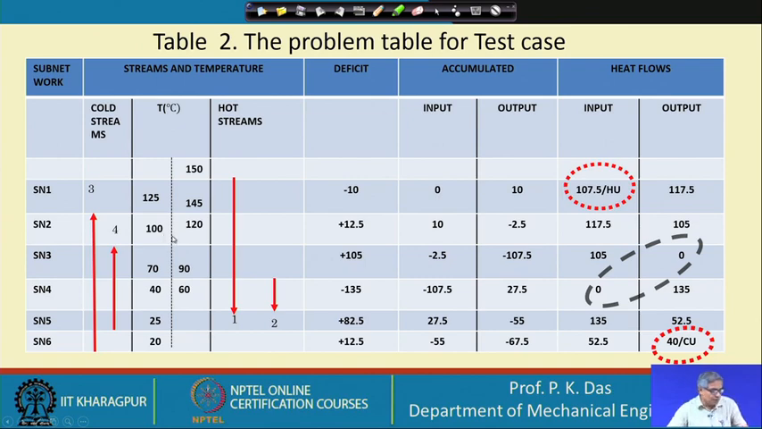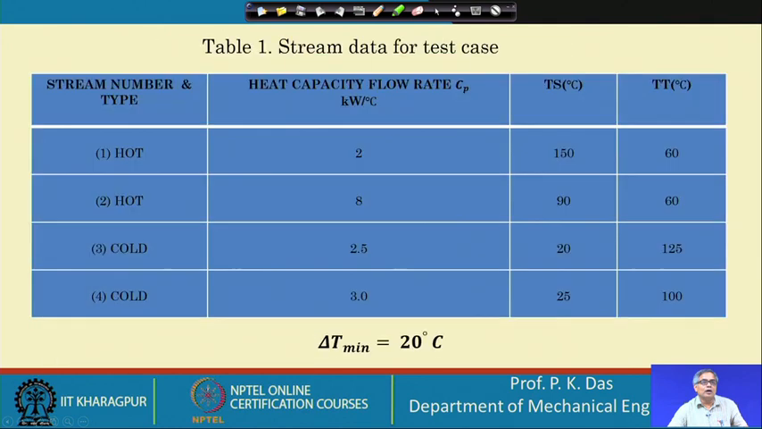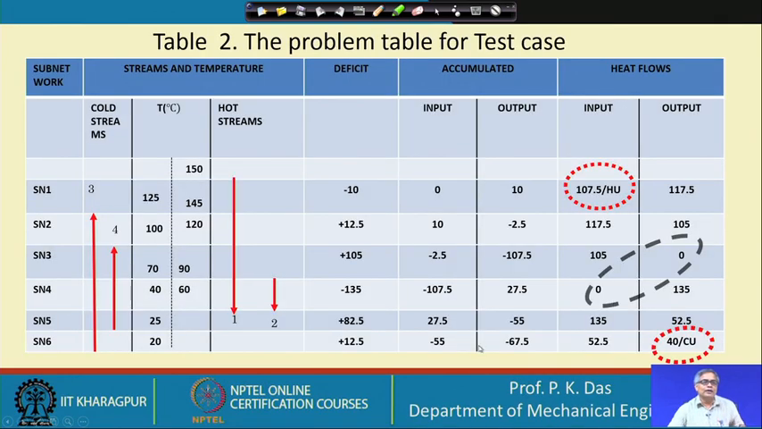Let us go back to the problem definition. So, one cold stream is 20 to 125, another is 25 to 100, sorry, 100. So, this is what has been shown, that one is 20 to 125, this is 20 and this is 125, and then another one is 25 to 100. And respective heat capacity rates have to be considered also. What are the heat capacity rates of these, that also has to be considered.